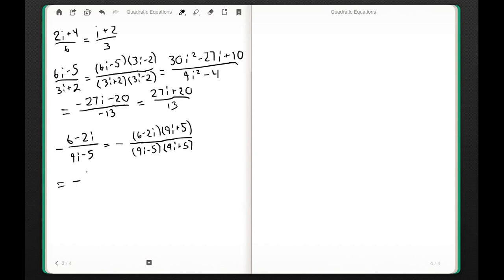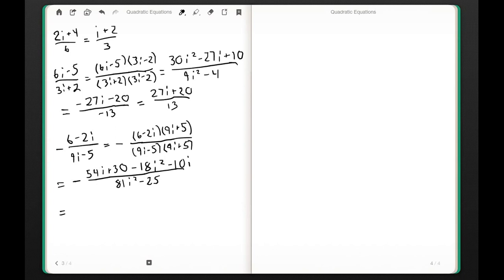Up top, we're going to have 6 times 9i is 54i. 6 times 5 is 30. Negative 2i times 9i is negative 18i squared. And negative 2i times 5 is minus 10i. So all of that over 81i squared plus 45i minus 45i, those are gone. Negative 5 times 5 is negative 25. Now simplify all the i squareds.